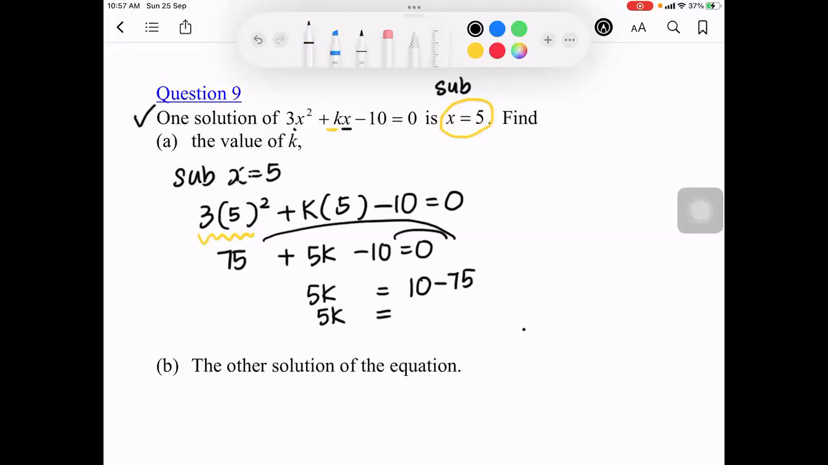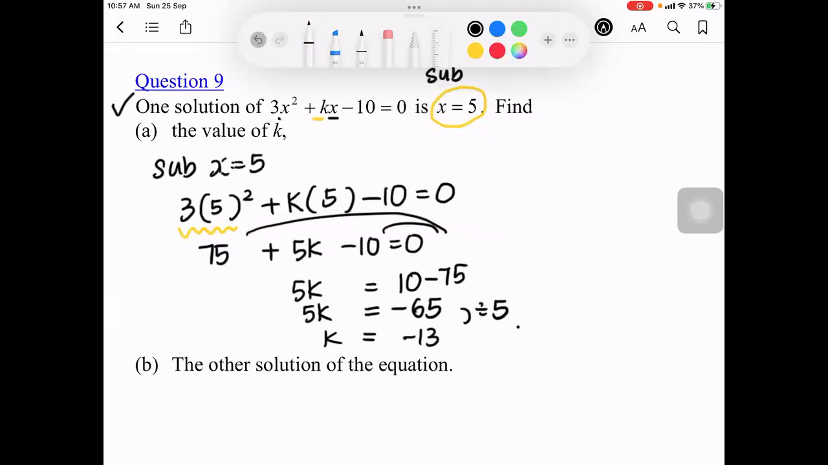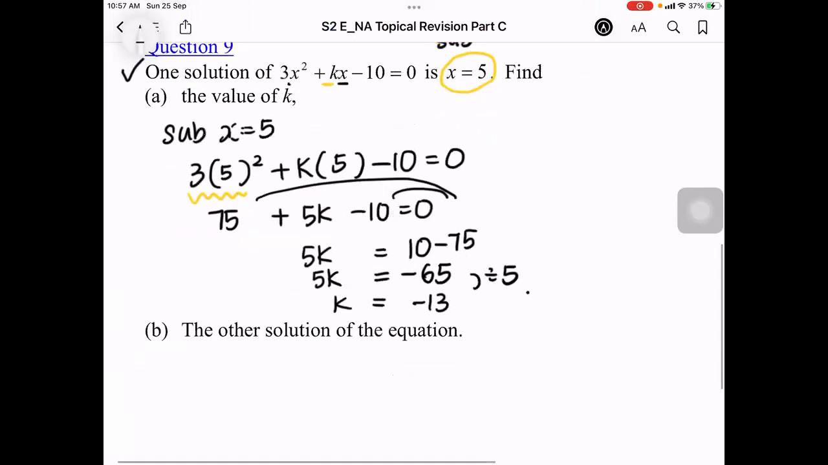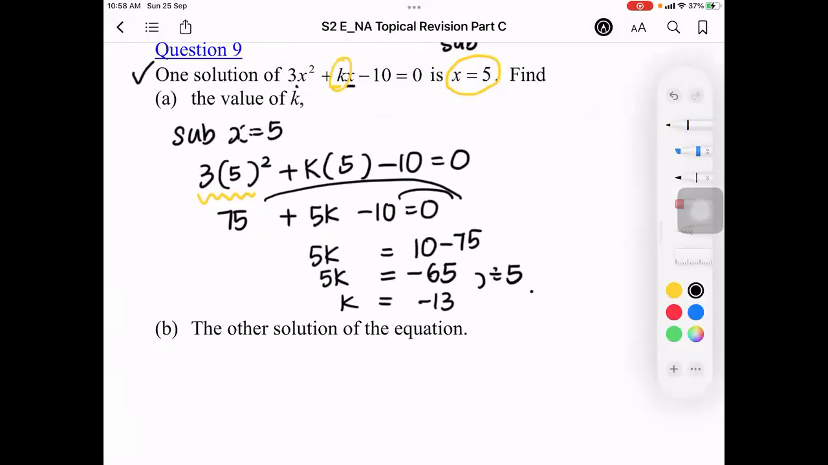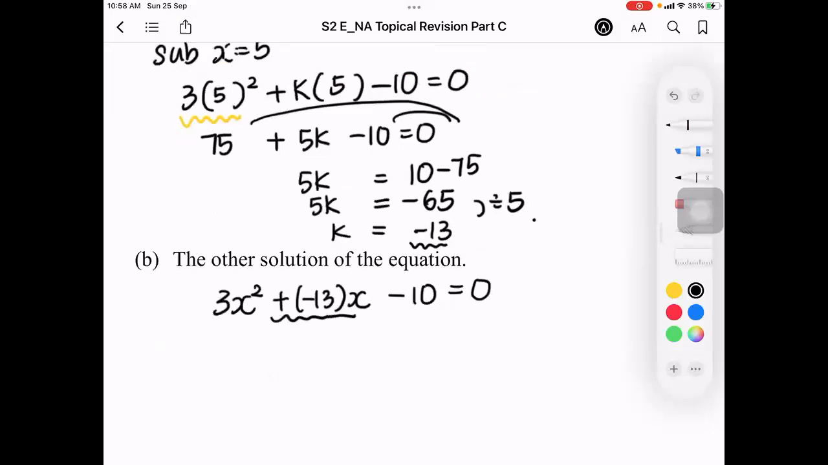Okay, 10 minus 75, that gives me negative 65. Then for k, I divide by 5, negative 30. So find the value of k. Once I find the value of k, what does that mean? That means my equation, this k over here, changes. So it's now 3x squared, the k is now negative 13, so negative 13 times x minus 10. Since it's negative 13, this whole thing is just minus 13x minus 10.